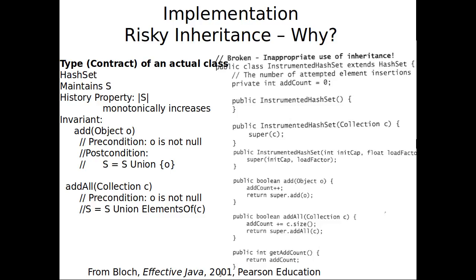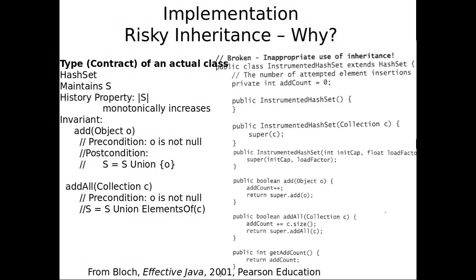Suppose addAll, by contrast, in the superclass does call add. Whose add is it going to call? Ours. Yeah, the subclass's instrumented HashSet's add. Could there be a problem with that? Now it's double counting, right?